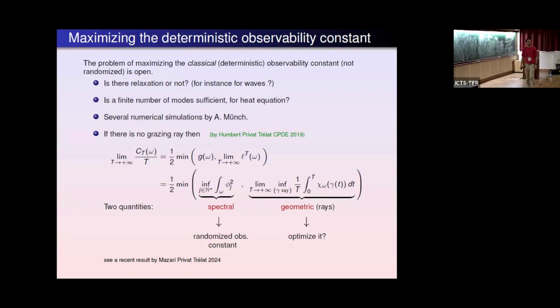Interesting. So there is an open problem, and I would like to be able to maximize also this quantity and compare, in the hope that this would finally lead to something for the true deterministic observability constant.